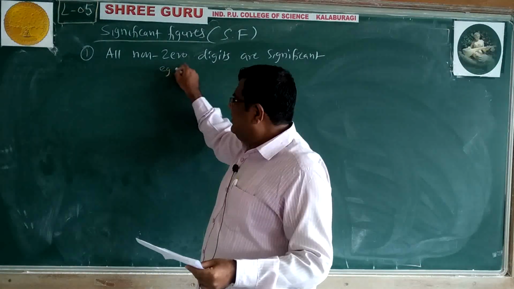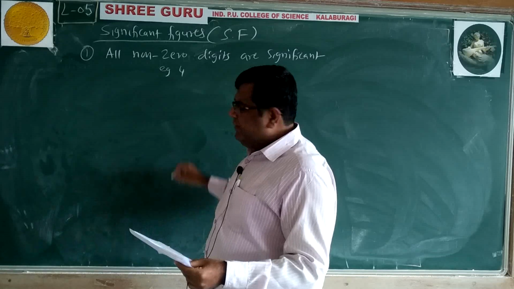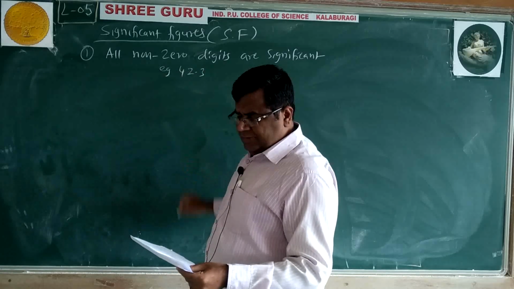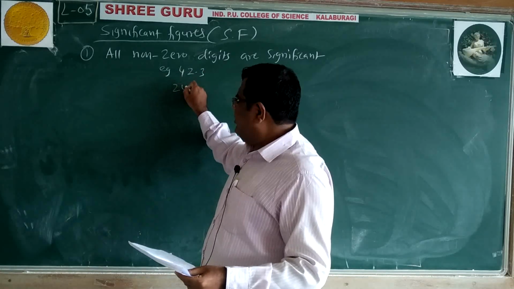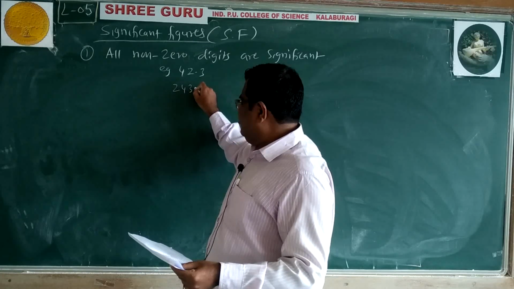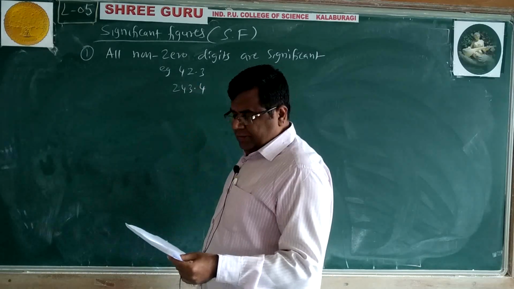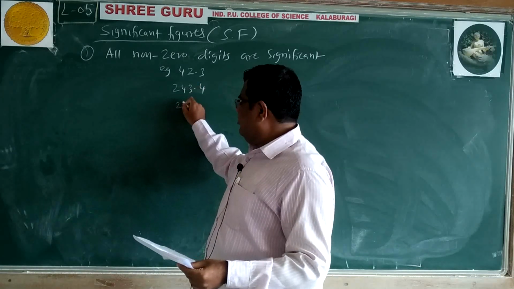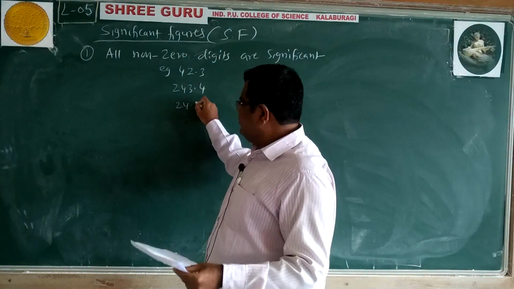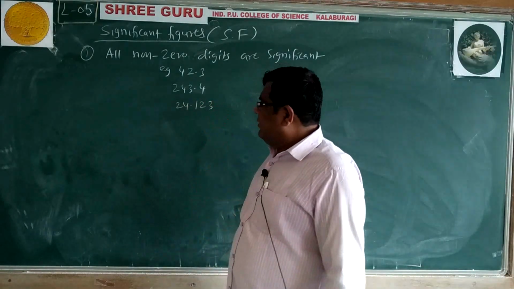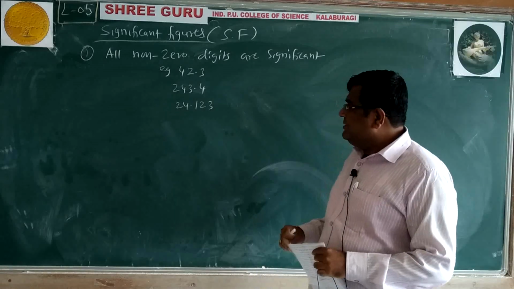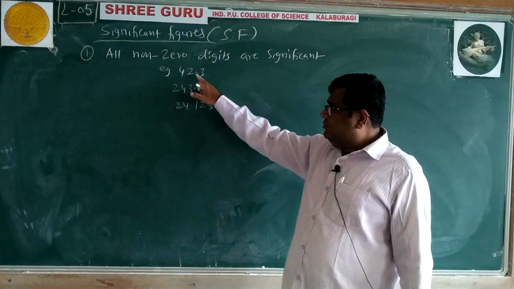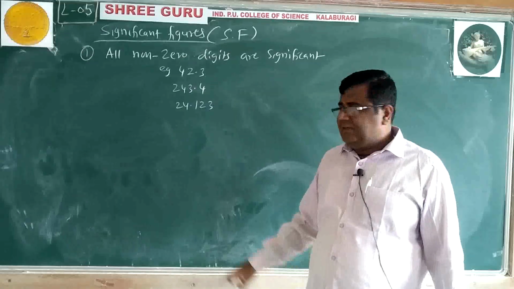For example, if we have 42.3 and 243.4 and 24.123, and we have been asked how many significant figures are there, we should not consider the decimal here.